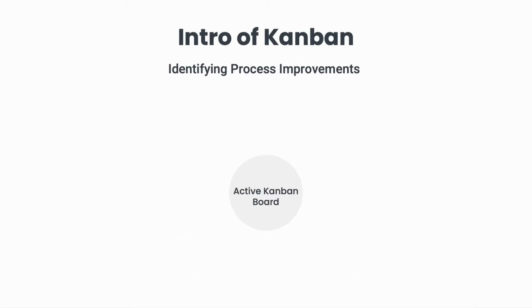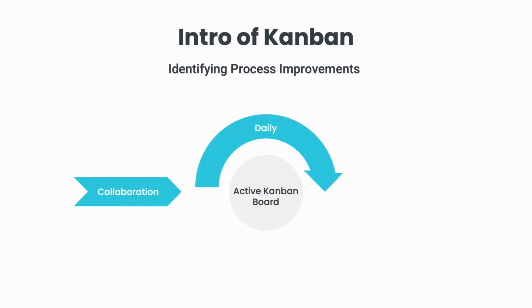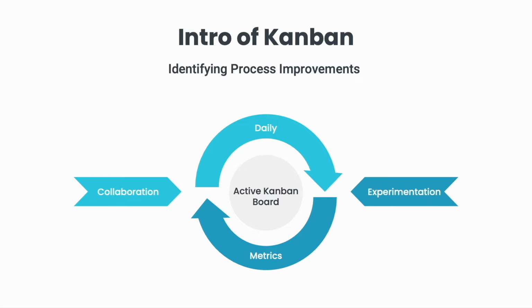Another principle is identifying process improvements by collaboration and experimentation. Process improvements are done by using feedback loops. In Kanban, the feedback loops are the active board using the metrics and daily check-ins with the team. Kanban is a method for continuous change, and we make those changes collaboratively using feedback and metrics.